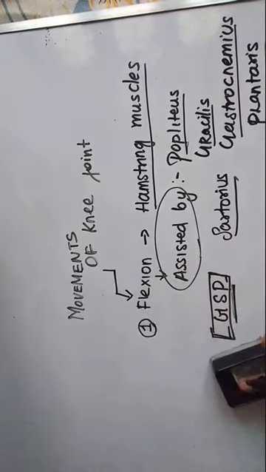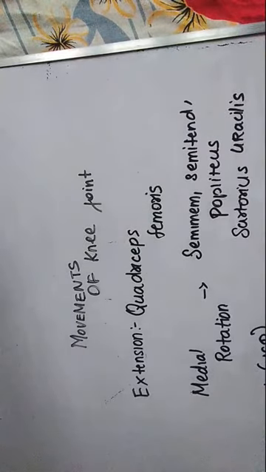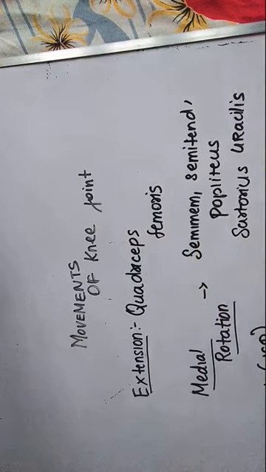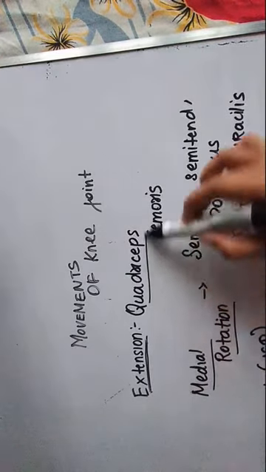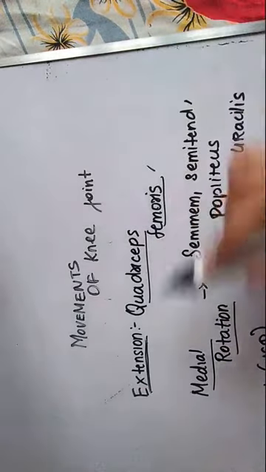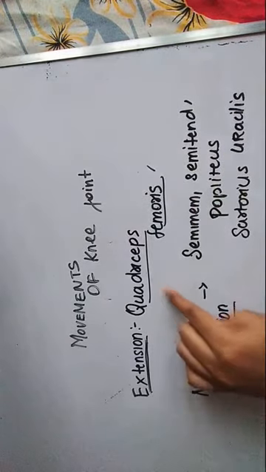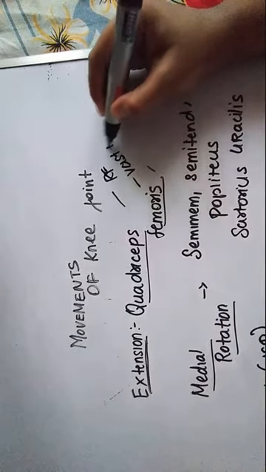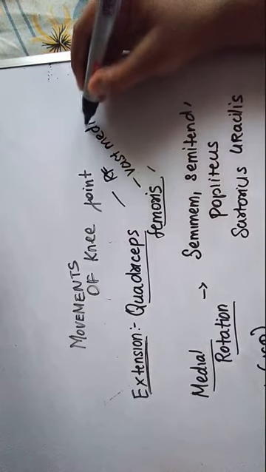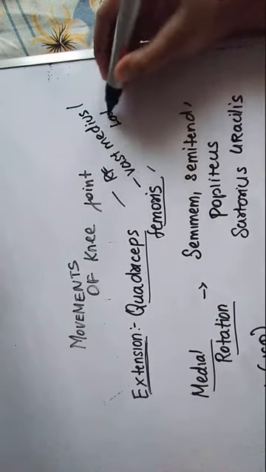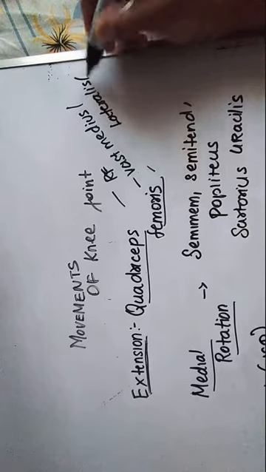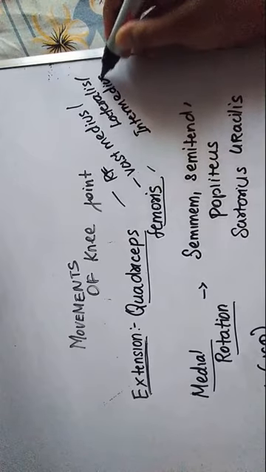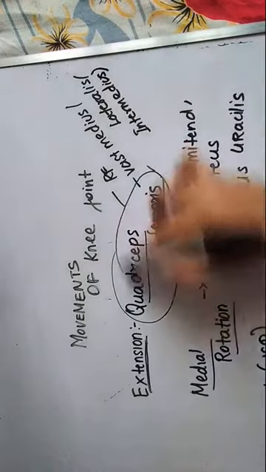Now let us study the extension and the medial rotation and the muscles helpful in them. Extension is done by the quadriceps femoris muscle. Four muscles are included here: rectus femoris, vastus medialis, vastus lateralis, and vastus intermedius. These four muscles together we call the quadriceps femoris muscle.